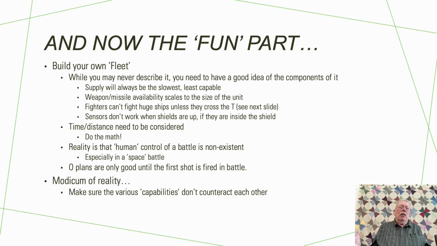Now, where does this all come from? What you have to do as a writer, especially if you're building a space opera, is you have to build your own fleet. You don't need to ever describe it in detail, but it's a good idea to have those components in your head or at least written down. As I've said, supply will always be the slowest and least capable. Weapon and missile availability will scale to the size of the unit. In other words, the huge missiles that you have on your battle cruiser won't work on a destroyer. Also, the availability of the number of them won't work. Fighters can't fight huge ships unless they cross the T, which I'll show on the next slide.